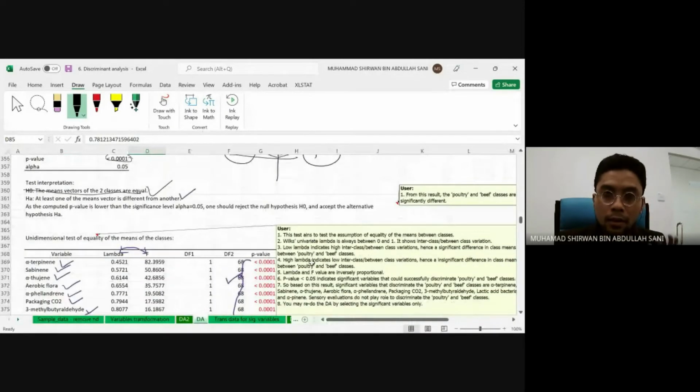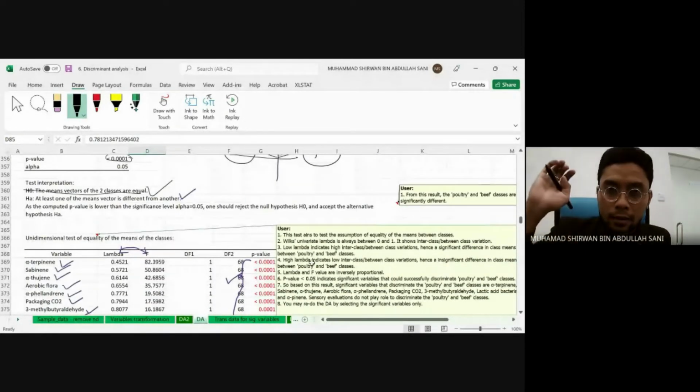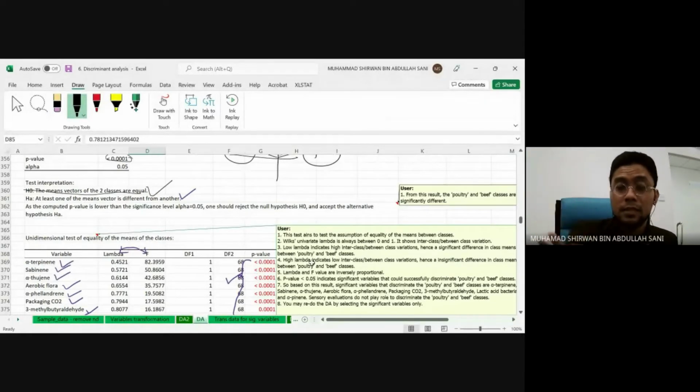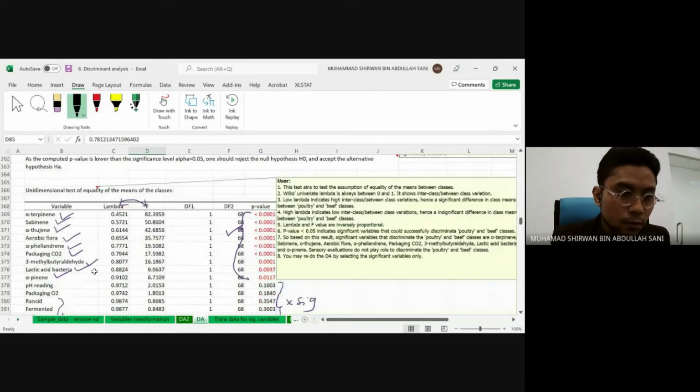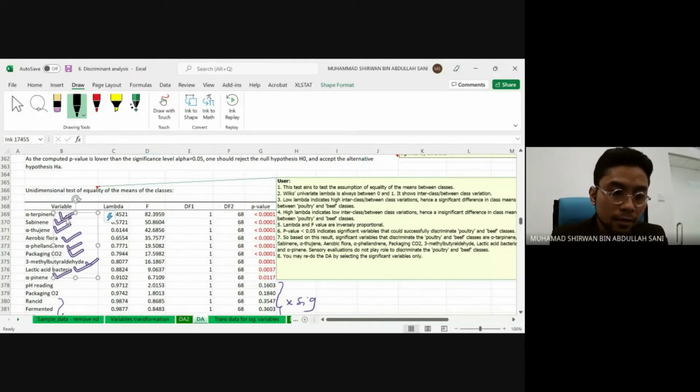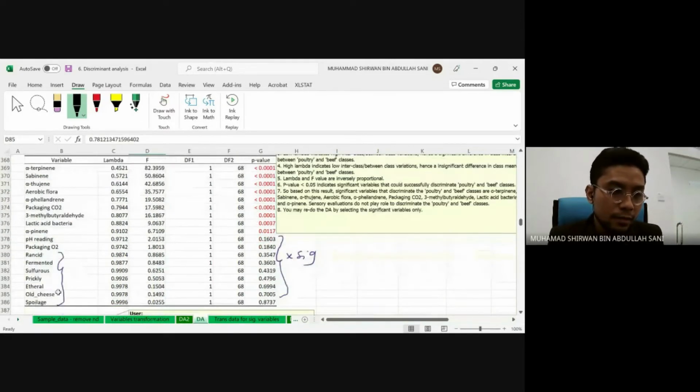We really want to make sure that when we get that sample, the model is able to differentiate whether the sausage is from beef or from poultry. Okay, now we come to the selection or identifying of variables: from the 18 variables, which variables are the significant ones.